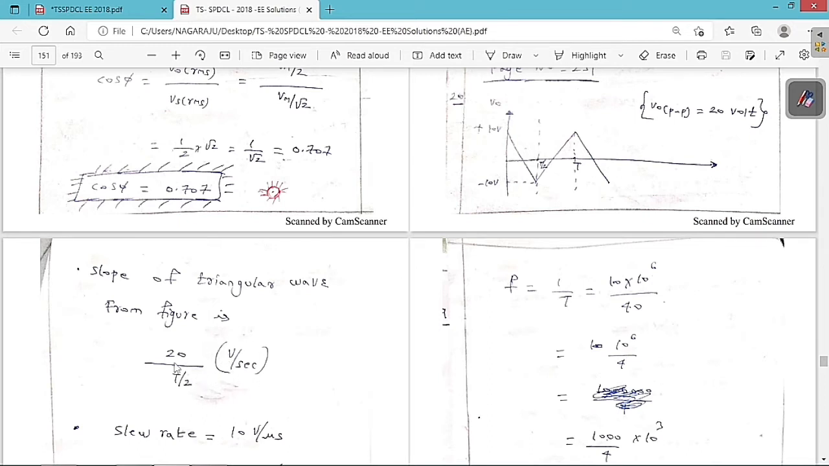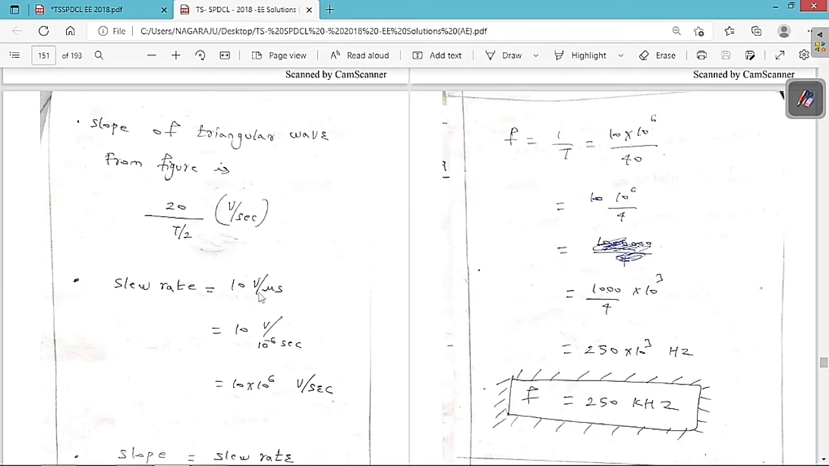So this is the slope of the triangular waveform. But in the question they are given the slew rate of the op amp. The slew rate of the op amp is equal to 10 volt per microsecond. Then these should be equal. Only then can we figure out the maximum frequency of the triangular waveform.